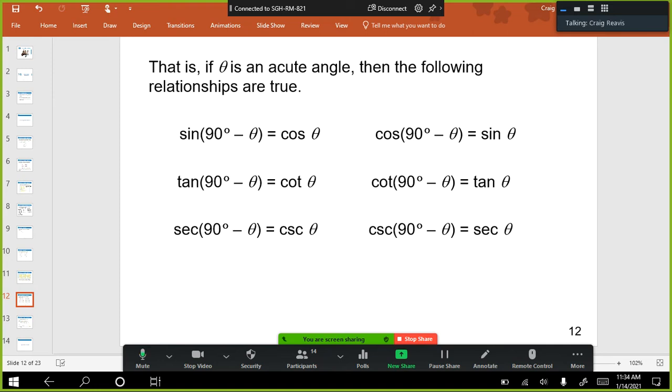Tangent of 90 degrees minus theta is equal to cotangent. Secant is equal to, I don't need to go through those, but those are some relationships that we will be dealing with. And there it is, on page 275 of the book.